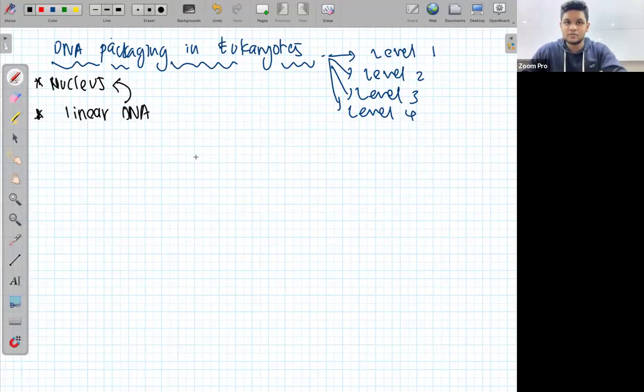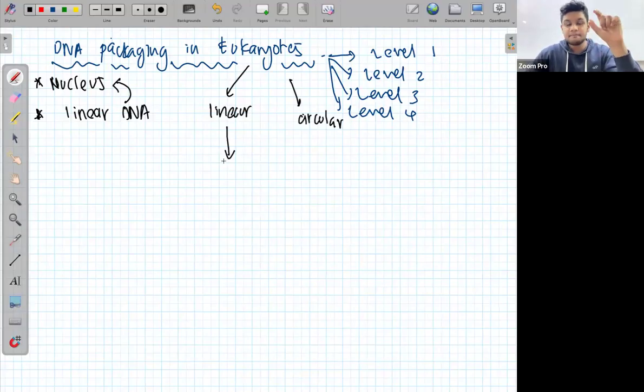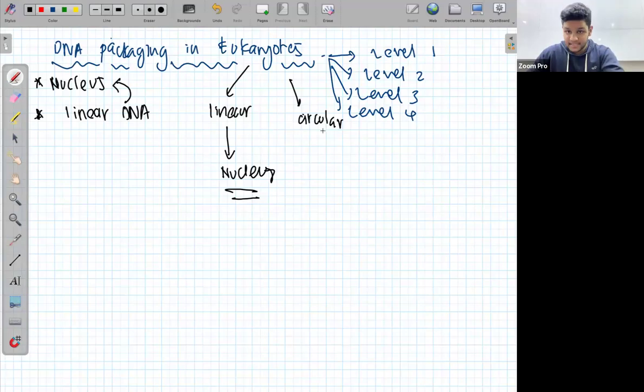I'll just revise that also because it was given under Unit 3. If you can't remember that, I'll revise it. Eukaryotes have two types, linear and circular, right? This linear is present mainly in the nucleus. This circular is not much considered by us, but it is also present. Circular is present in mitochondria. Can you remember? Mitochondrial matrix.